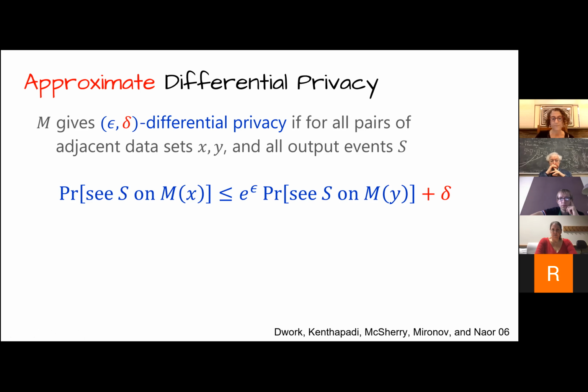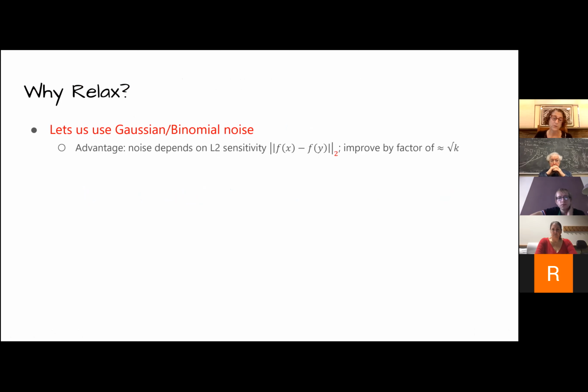But yes, why should we relax? Well, one reason for relaxing is it lets us use Gaussian noise. It's not clear to you yet why you can't use Gaussian noise, but trust me, there's a little bit of a problem, which we'll talk about in a moment. The nice thing about using Gaussian noise is that when we define sensitivity, it's enough to look at the L2 sensitivity rather than the L1 sensitivity, which, say, for the case of k counting queries, could improve things by a factor of about square root of k.